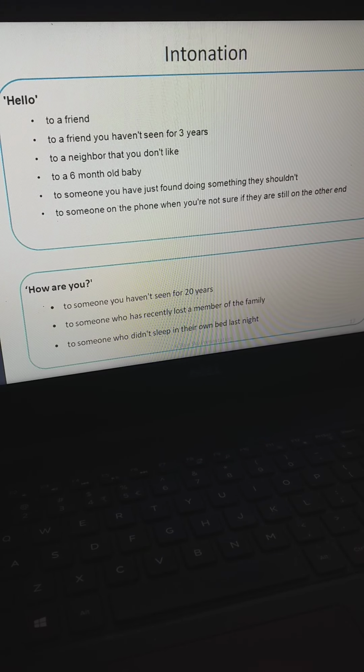Similarly, how are you? If I have to say it in different situations, the way I intonate says the emotion and the situation. To someone you haven't met for 20 years, how are you? To someone who has recently lost a family member, how are you? To someone who didn't sleep in their own bed last night, how are you?